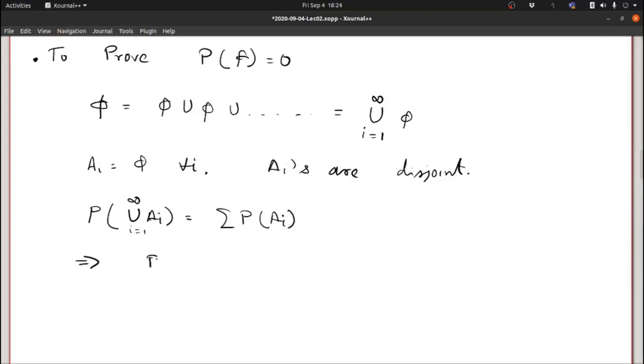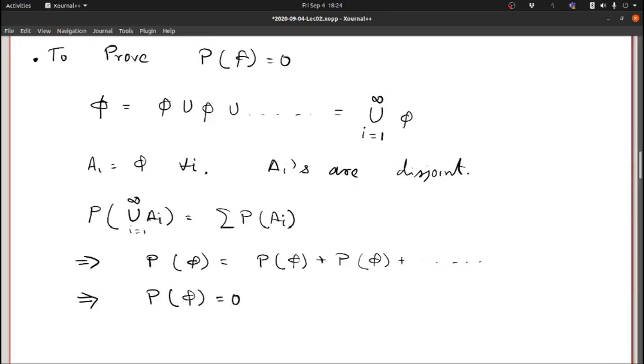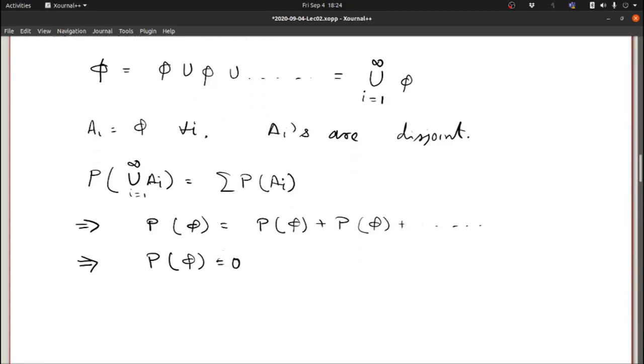which basically means that P of phi turns out to be P of phi plus P of phi plus so on and so forth. And as I know that P is a real number, this is true only if P of phi equals 0. For any other real number, this cannot be true. Okay? So that basically shows that P of phi is equal to 0.